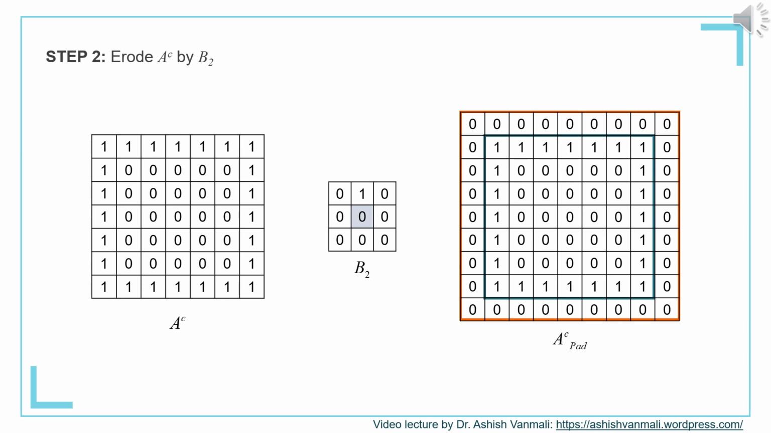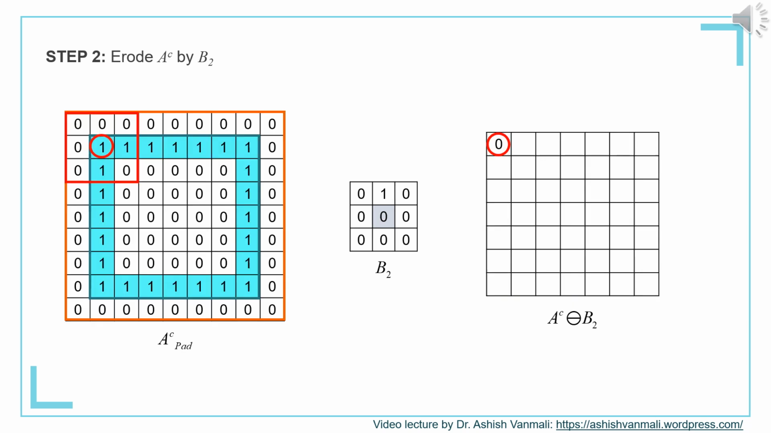For that, first we will pad A complement. Again B2 is a 3x3 structuring element. They have not mentioned the center, but since it is odd size we can again find its center and it will happen to be at the second row second column. So there will be one row above and below the center of the structuring element and one column on the left and right. Hence we pad one row of zeros above and below A complement and one column on the left and right with zero values. So again we will carry out the process of erosion.